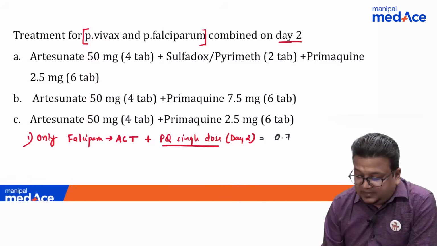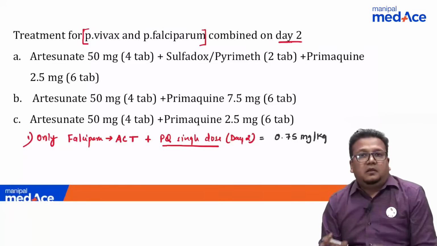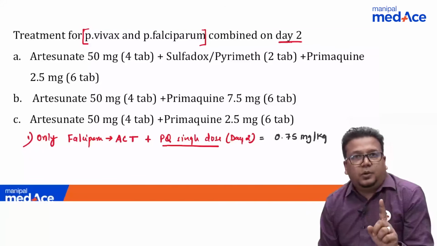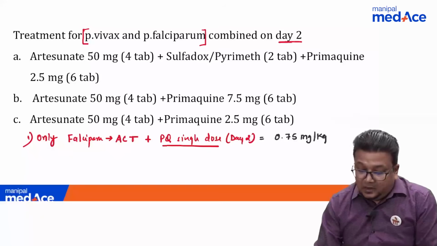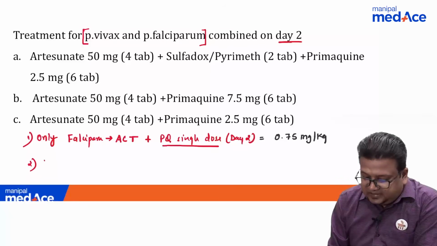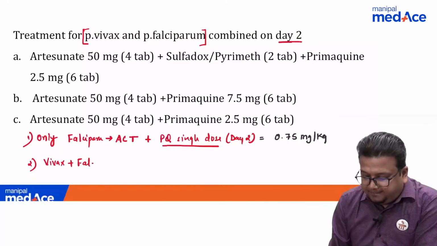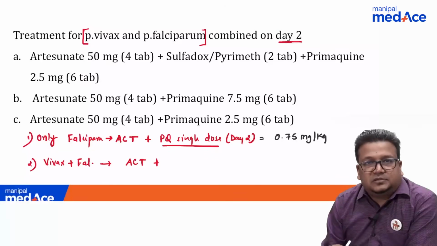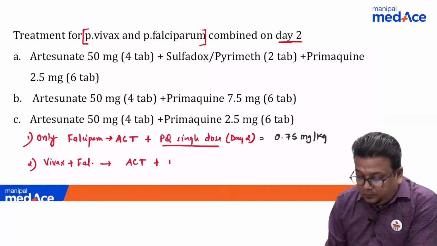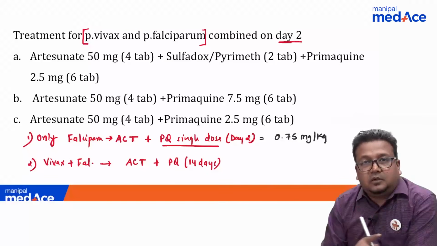And how much is that primaquine single dose? It is 0.75 milligram per kg. Clear? If it is only falciparum, only one dose of primaquine is needed on day 2, and that is 0.75 milligram per kg. However, since in the question it is both Vivax plus falciparum, we have to give ACT, artemisinin combination therapy, plus, now since Vivax is also there, we will have to give primaquine, I hope you understand, for all the 14 days to kill the hypnozoites of the Vivax.